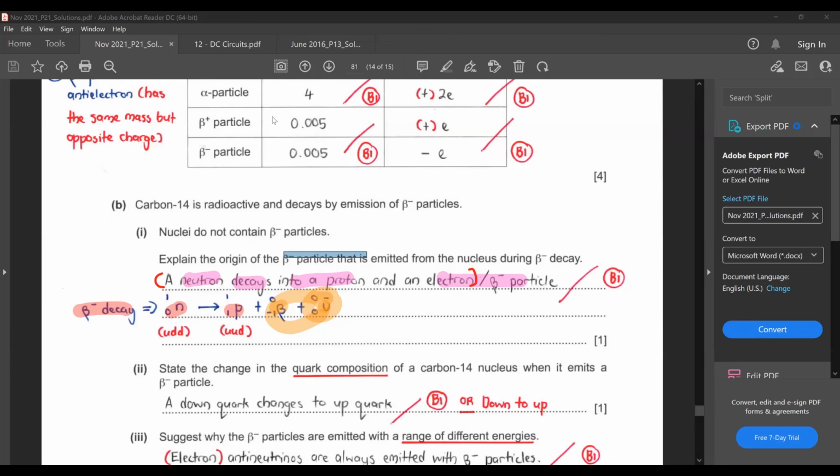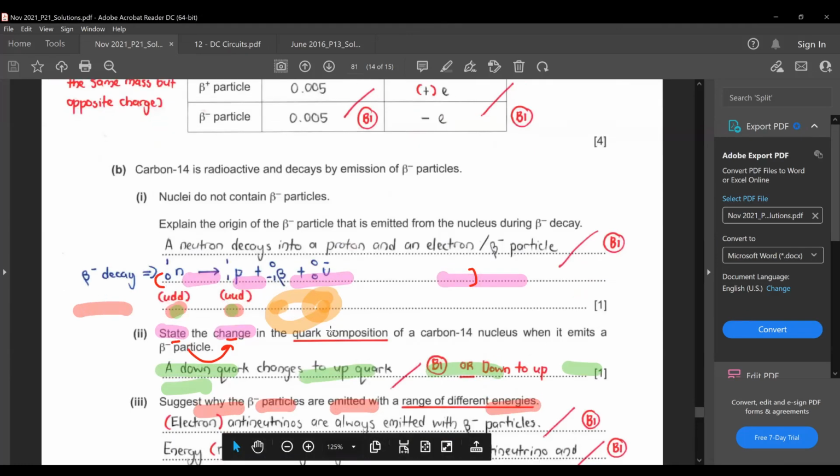For the next part, state the change in the quark composition of the carbon-14 nucleus when it emits a beta minus particle. What's the change in the quark composition? During the emission of a beta minus particle, a neutron changes to a proton. The quark composition changes from up down down to up up down. So here you can just say that a down quark changes to an up quark. Or you can shorten your answer by saying down changes to up.